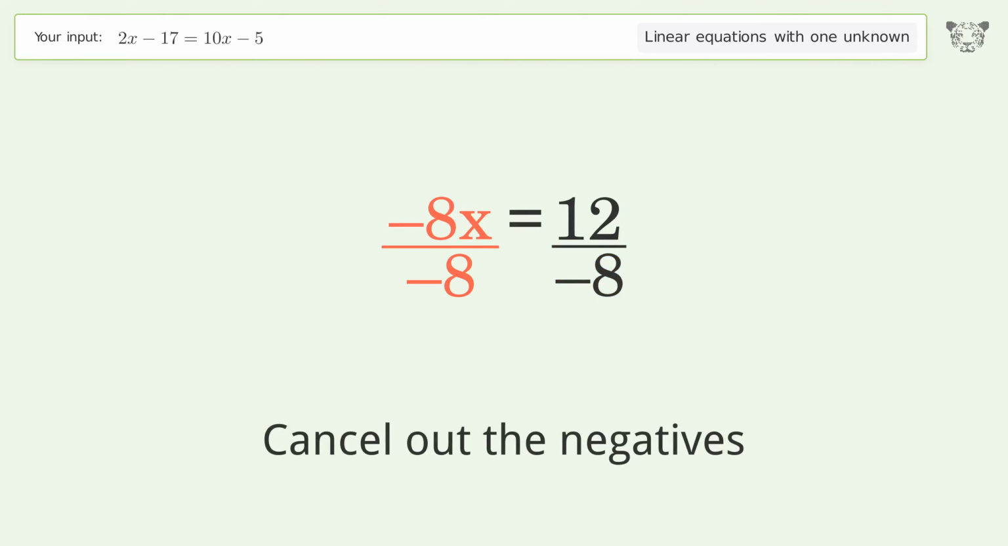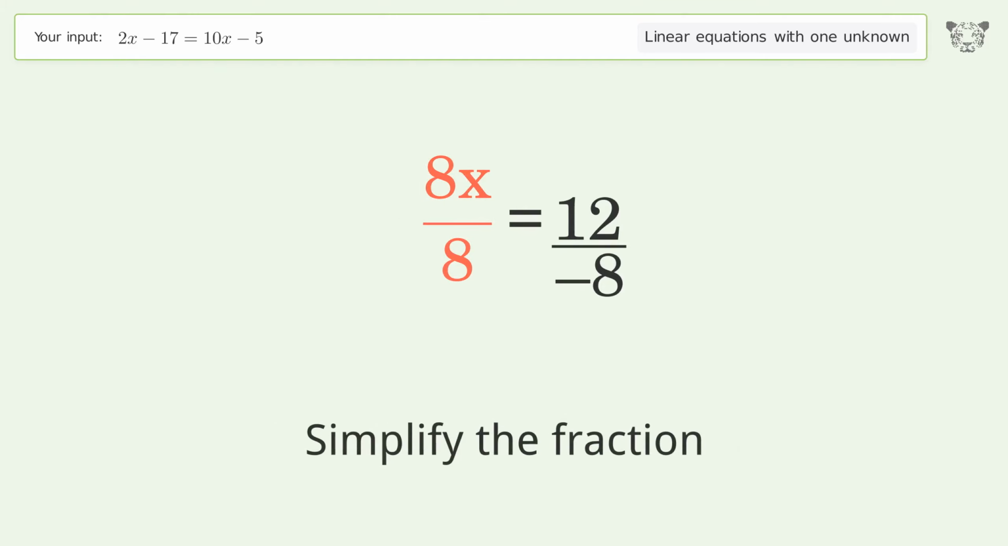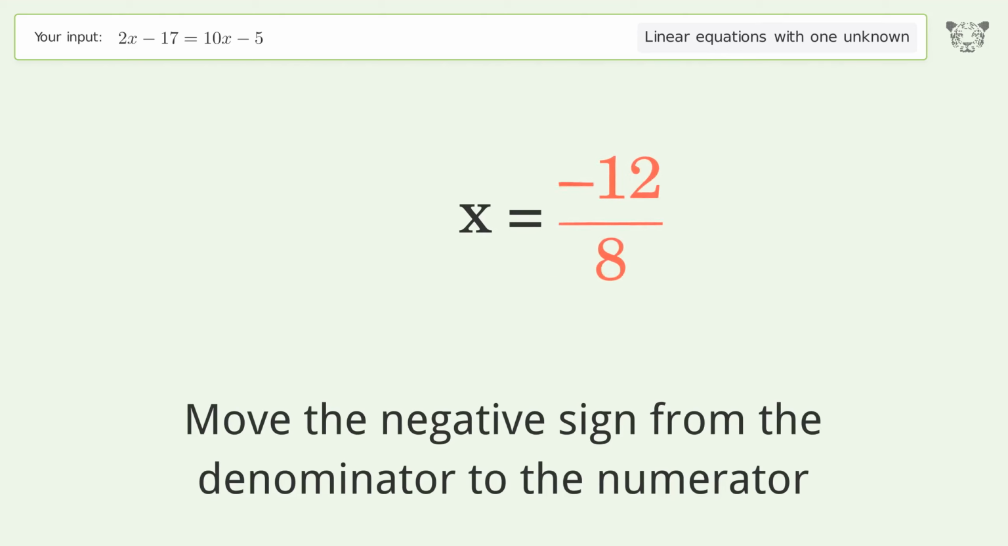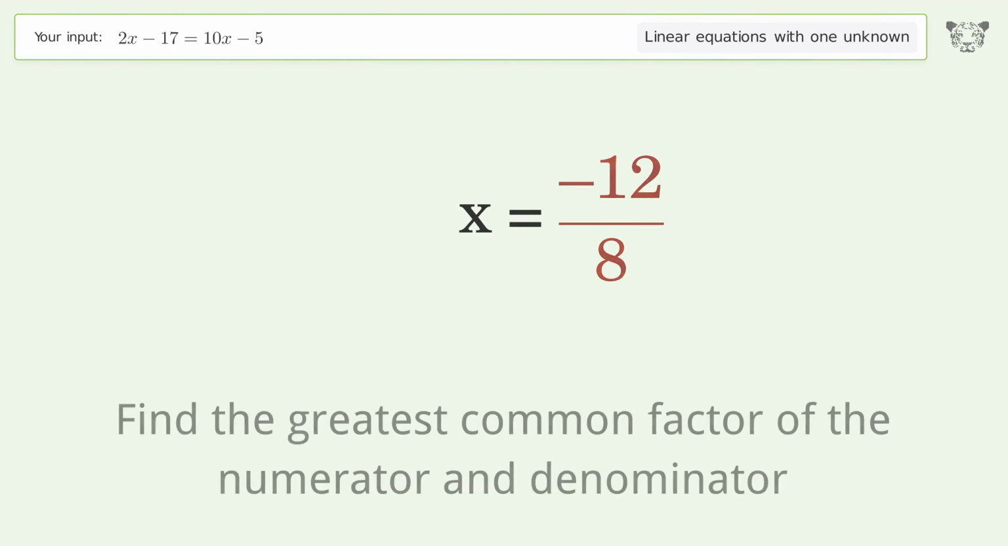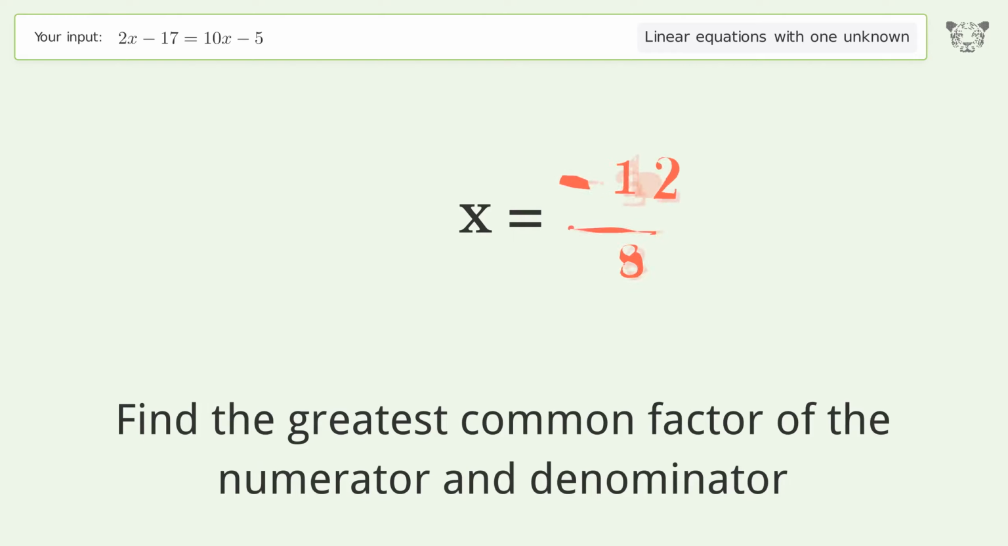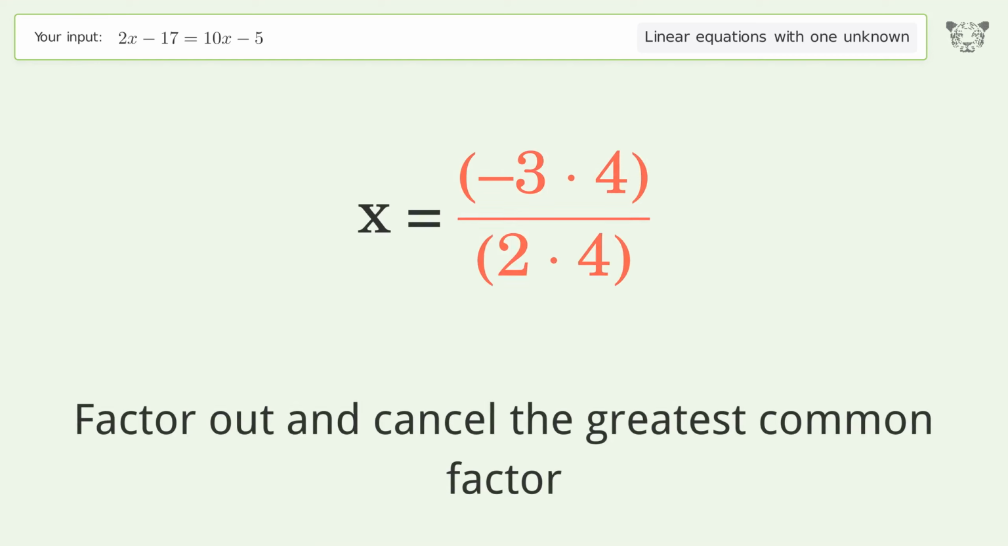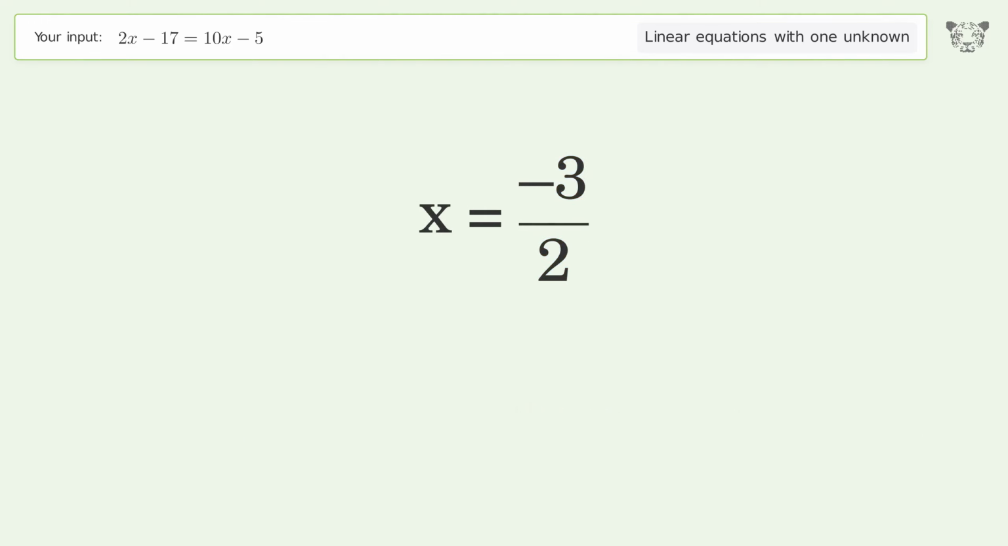Cancel out the negatives. Simplify the fraction. Move the negative sign from the denominator to the numerator. Find the greatest common factor of the numerator and denominator. Factor out and cancel the greatest common factor. And so the final result is x equals -3/2.